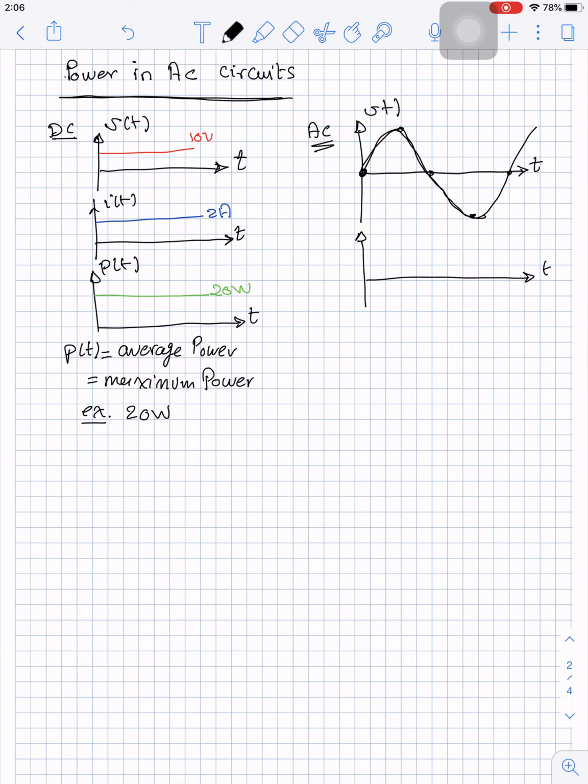But what is the difference between the wave for the voltage and the wave for the current? The wave for the current will be shifted by an angle. This angle can be positive or negative. So there is a phase shift. And it is of the same frequency. So we said the frequency in our circuits is the same.